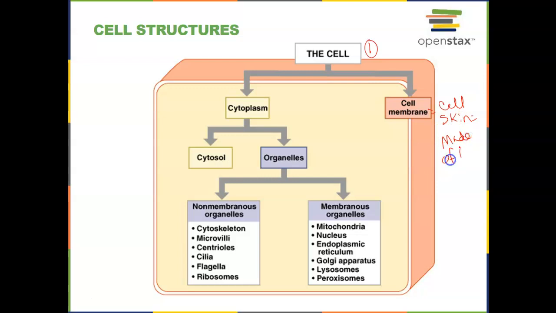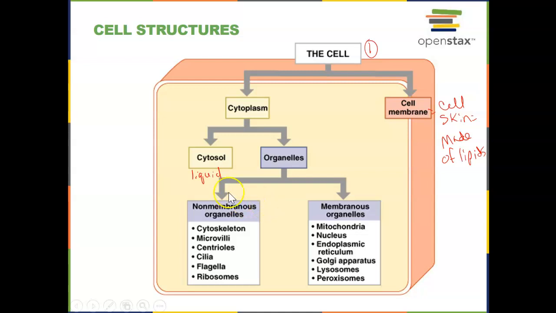Made of lipids. Lipids are a type of fat. The cytoplasm is everything inside of the cell. The cytosol is liquid, and the organelles are actual structures. Now, the organelles themselves are broken down into two groups.